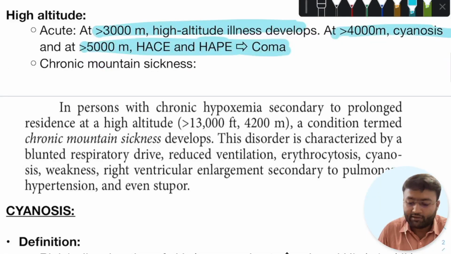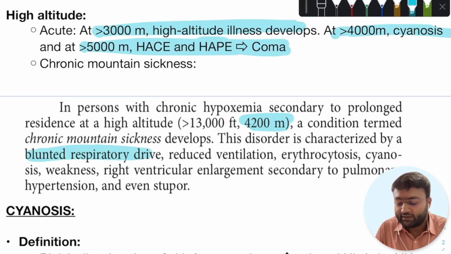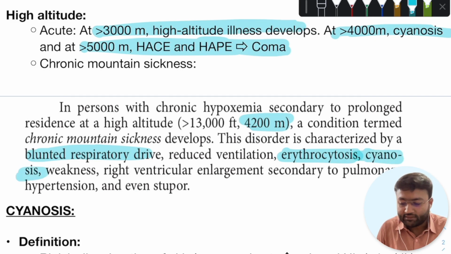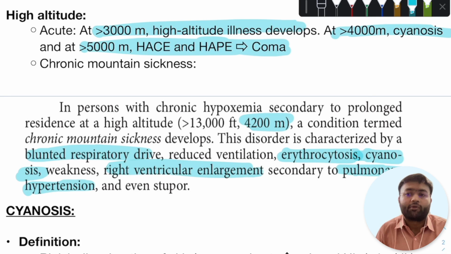Chronic mountain sickness develops in people who live at altitudes of more than 4200 meters, and in this condition there is a blunted respiratory drive. Along with that, there is erythrocytosis, that is due to increase in EPO. Along with that, there is cyanosis. There is pulmonary arterial hypertension due to chronic pulmonary arterial vasoconstriction, and that will give rise to right ventricular hypertrophy. So this is the basic discussion of hypoxia.